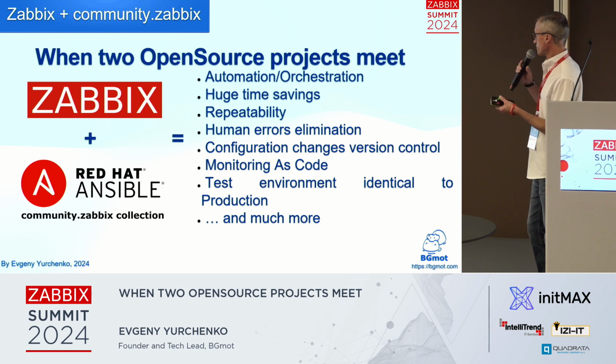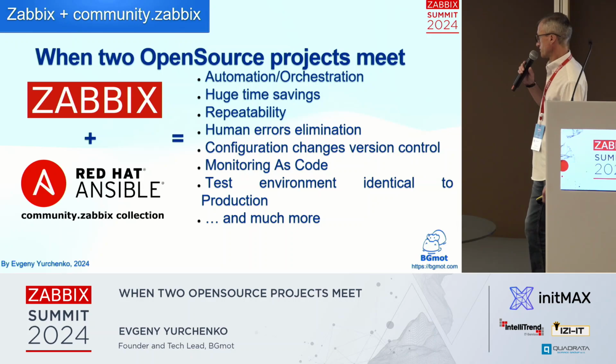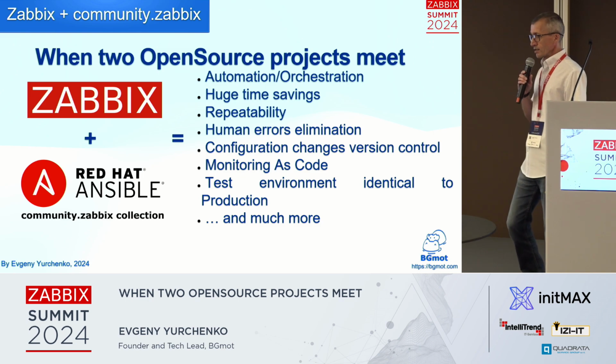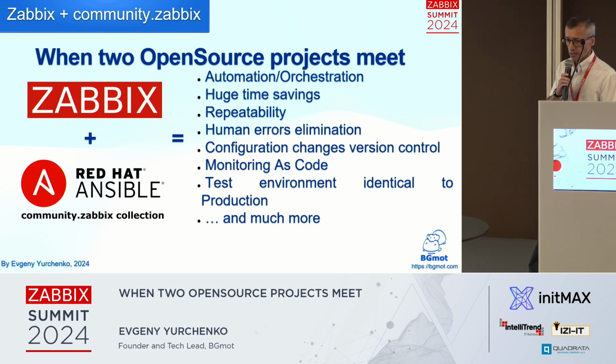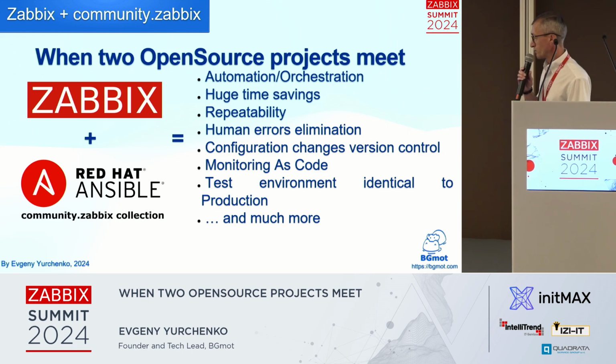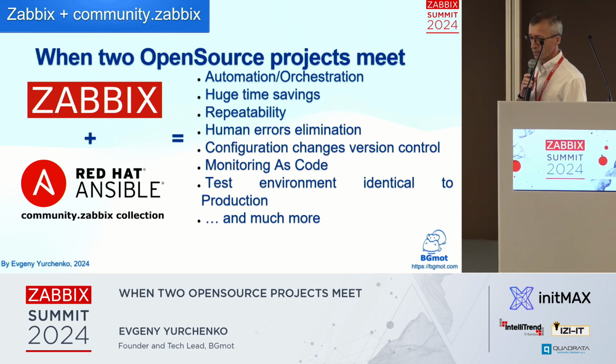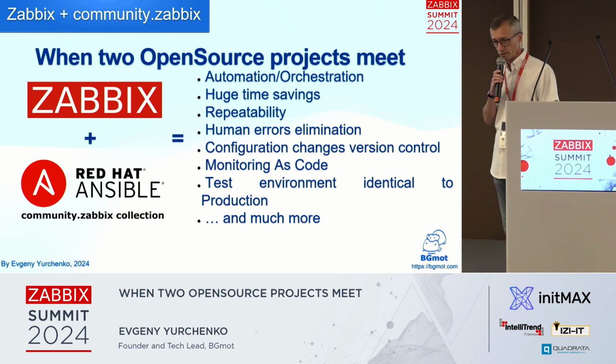First of all, I'm going to talk about the Ansible Zabbix collection. Zabbix meets Ansible. And what does it bring to us? First of all, automation and orchestration. It automates daily stuff so that you don't have to do anything manually. You can run something, go drink coffee, come back, and everything is ready. Huge time savings. You can repeat these steps daily, hourly, it's up to you. No human errors, obviously, because we have automation.